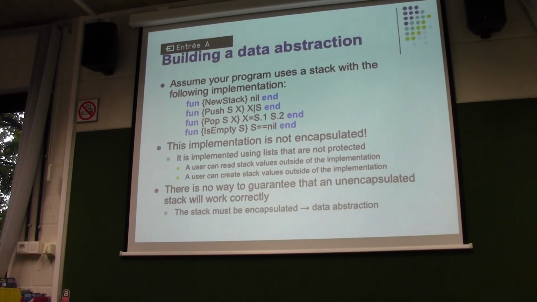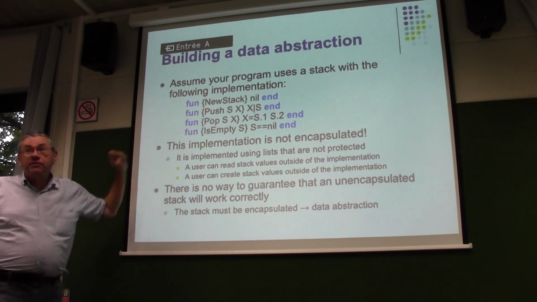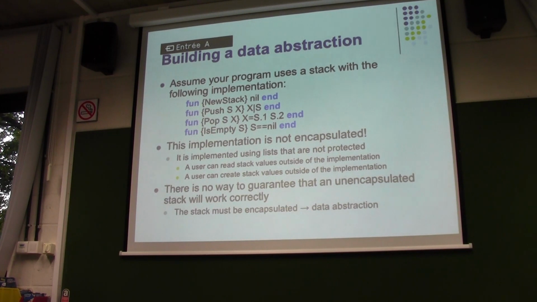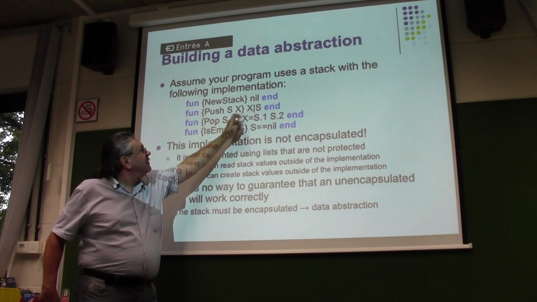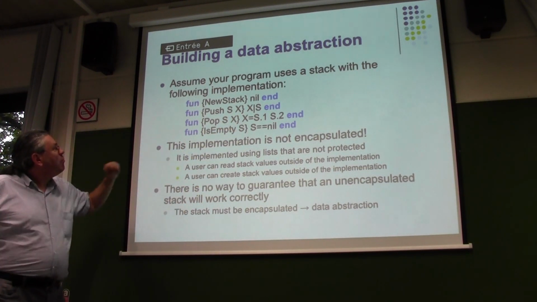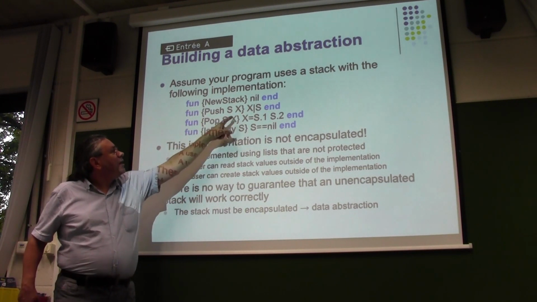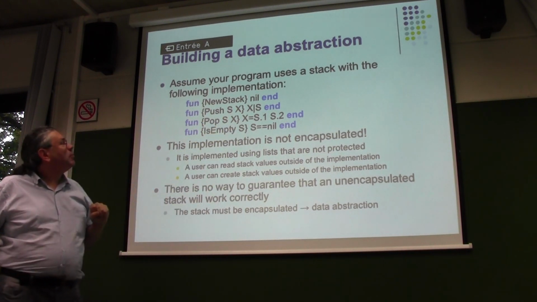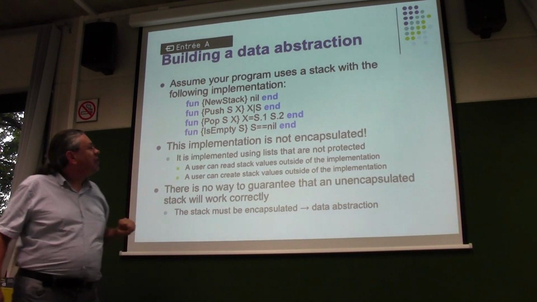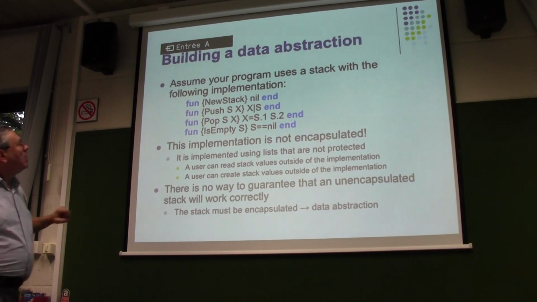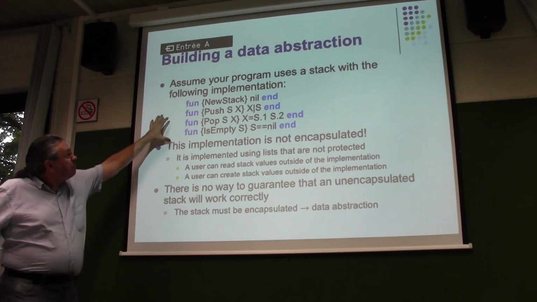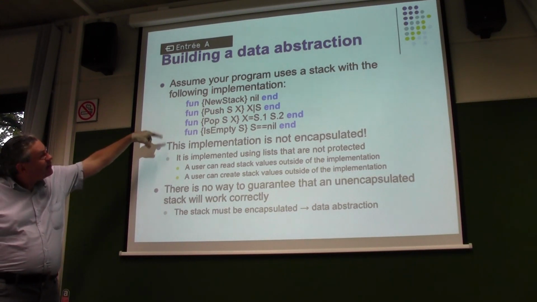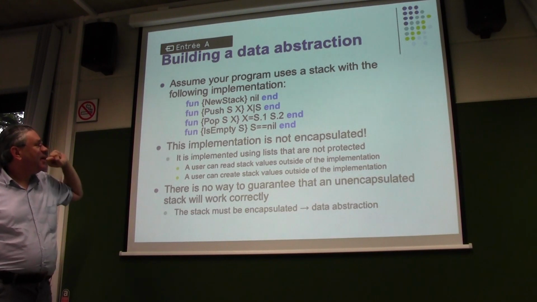And let's talk about different kinds of data abstraction. I will use this simple example, which is a simple stack which uses a list. So nil is an empty stack. Push and pop will put an element on front of the list and take the top element from the list, and is empty will check if the list is nil. The stack is represented by a list. This is the implementation. This is not encapsulated, okay?